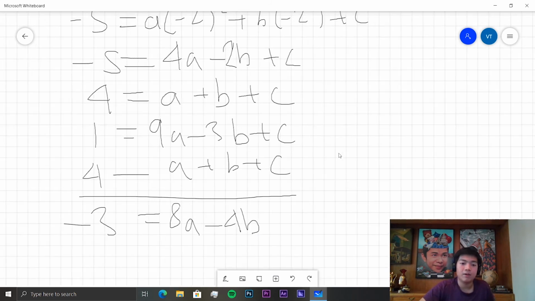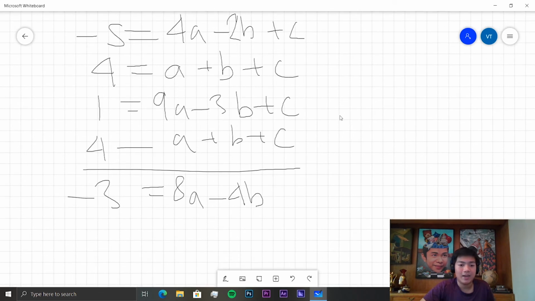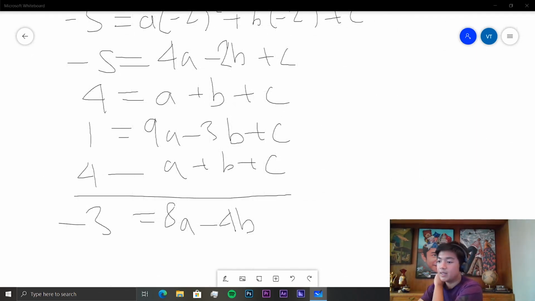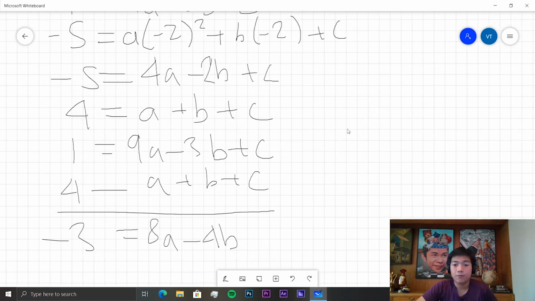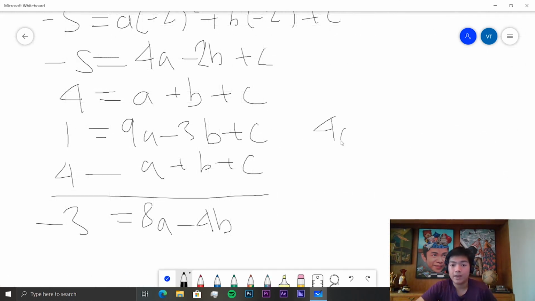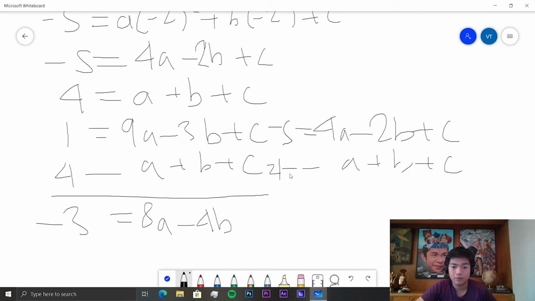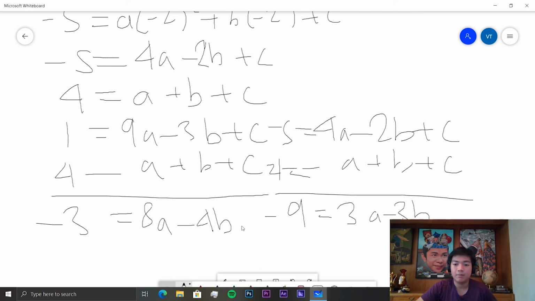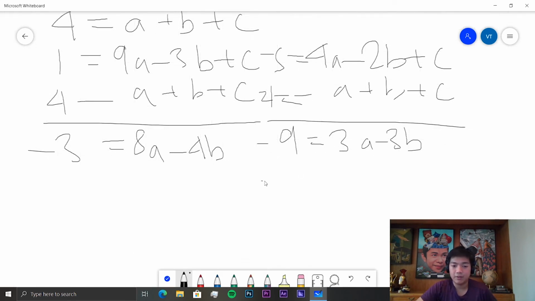Okay. Well, we now need to look at the second one. So if we subtract 4a minus 2b plus c, and we subtract a plus b plus c, of course this being equal to -5 and this being equal to 4, well, we'll get -9 is equal to 3a minus 3b. And so now we can plug this in. So, well, we know -3 is also equal to a minus b.